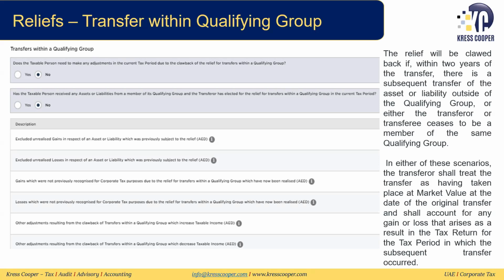So in either of these scenarios, the transferor has to treat the transfer as having taken place at market value at the date of the original transfer, and shall account for any gain or loss that arises as a result in the tax return for the tax period in which the subsequent transfer occurs. So these are the adjustments that you need to make.